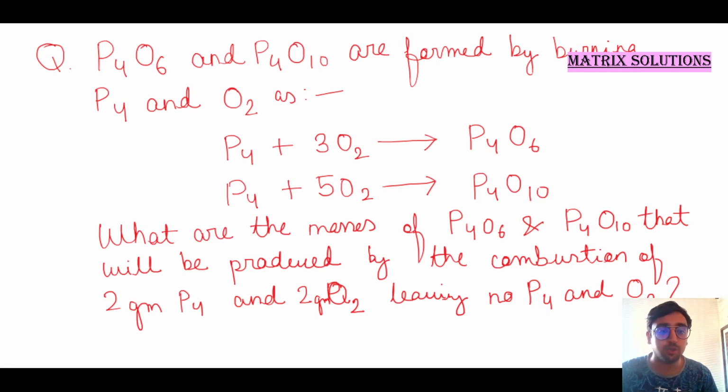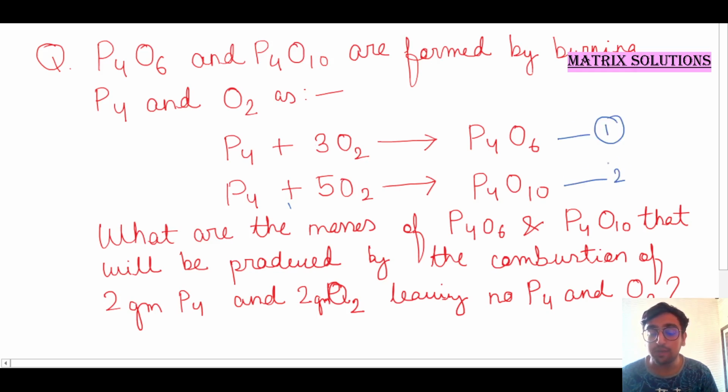Like, I need to first explain the question to you. See, here we are getting phosphorus P4. Here we are getting P4, and here it is also O2. In the second reaction also it is P4 and O2. So why are we getting two different oxides? One is P4O6 and the other is P4O10. Both are different compounds. So why two different compounds? Because the ratios in which P4 and O2 are reacting in reaction number 1, suppose it is reaction number 1, and reaction number 2 are different.